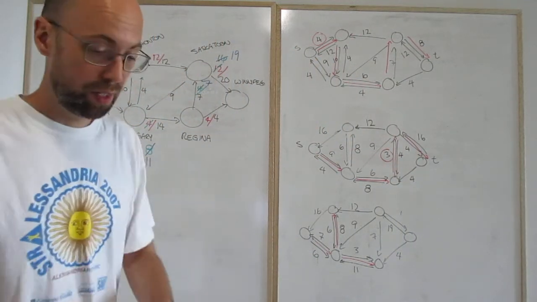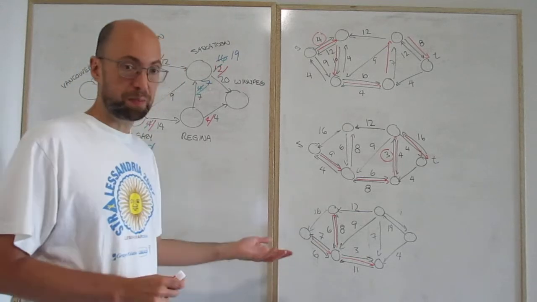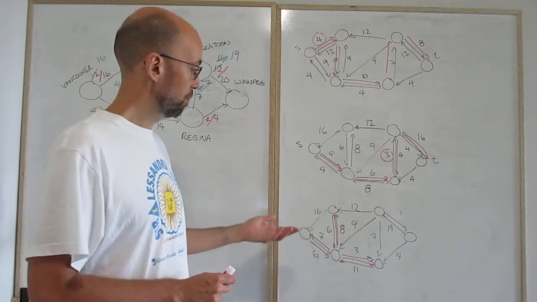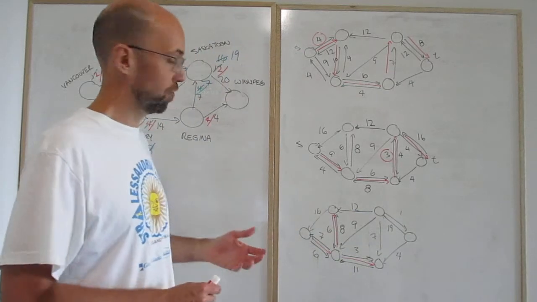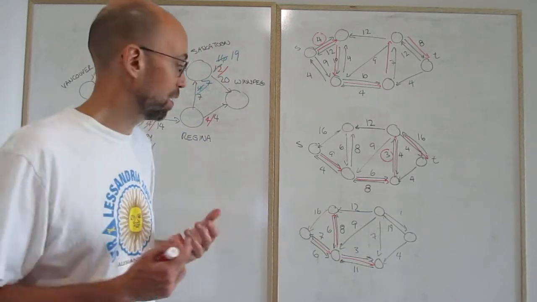So, now we cannot find an augmenting path because there is no path from S to T in the residual. So we can't add anymore.